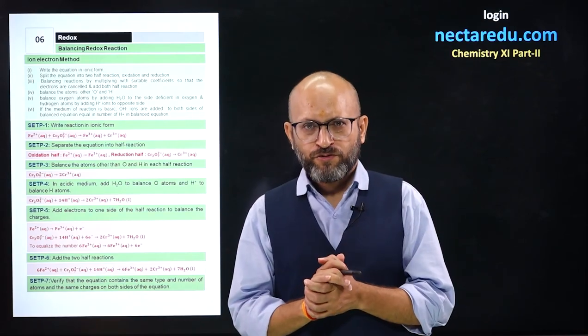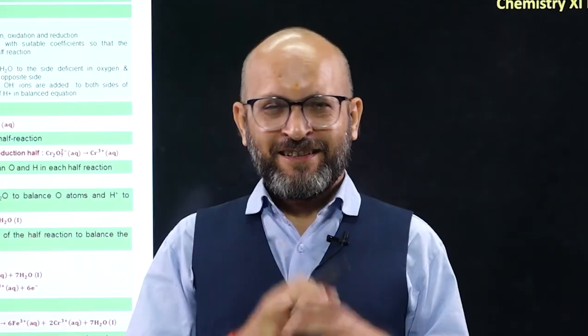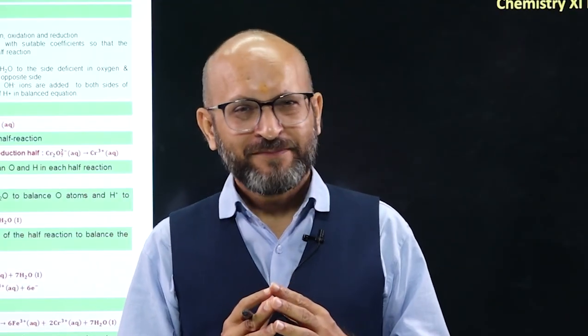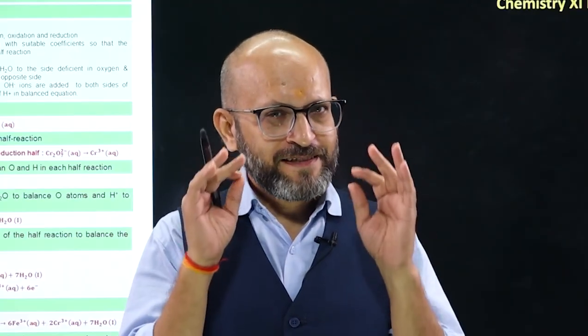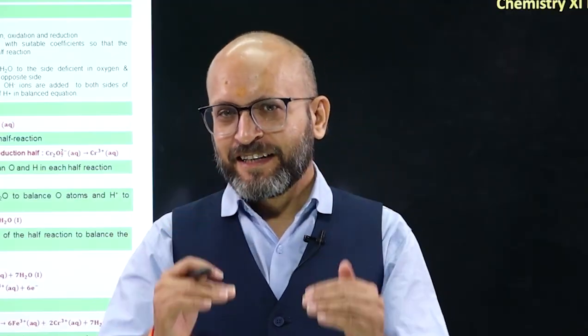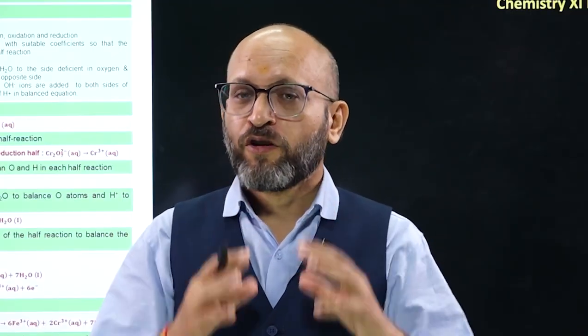Now we are going to talk about balancing of a redox reaction. So what do you think? Is it very complicated, right? You must be thinking that way. Let me tell you, if you understand the steps, it is not that difficult. So I'll break it down step by step so that you can easily understand the overall process.